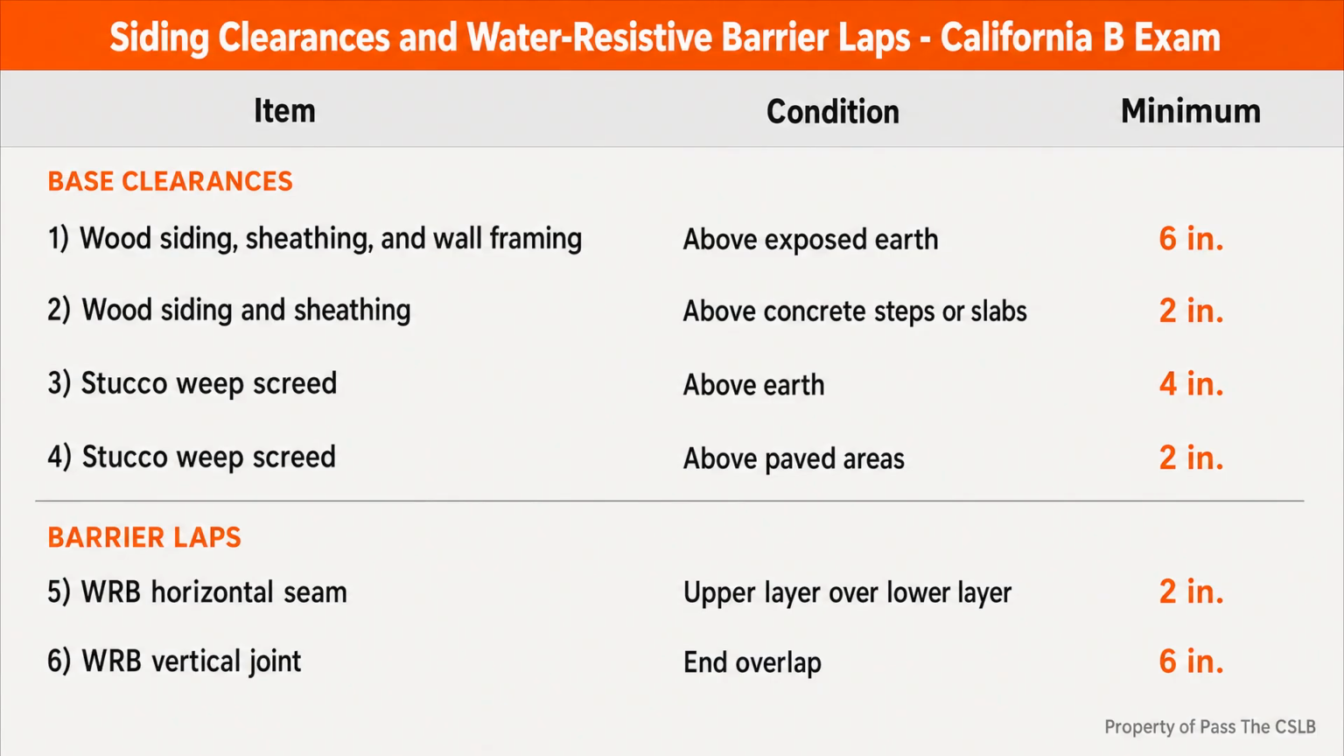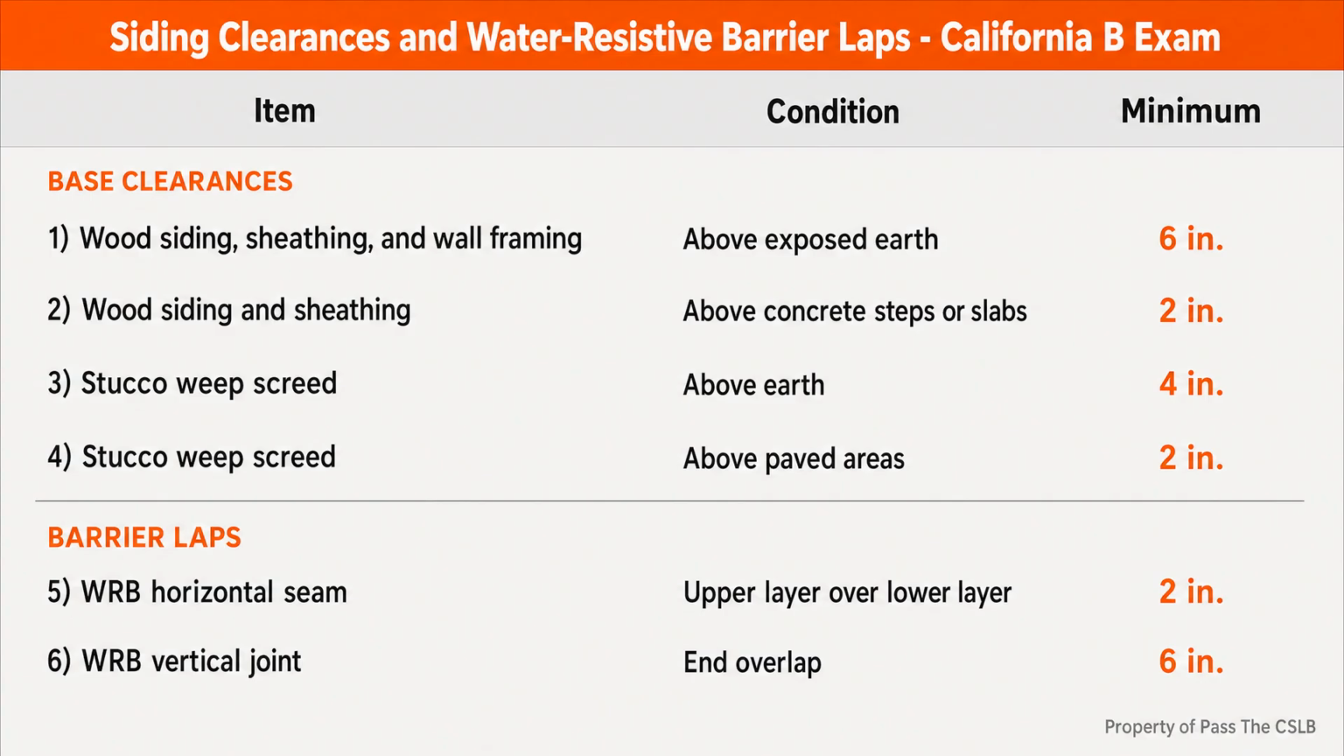The corrosion-resistant screed is placed at or below the foundation plate line, and its drainage edge must remain at least 4 inches above the soil. 6 inches belongs to wood above earth. Wood siding, sheathing, and exterior wall framing need at least 6 inches of clearance from exposed earth. 6 inches also belongs to the minimum overlap at vertical joints in the water-resistive barrier.